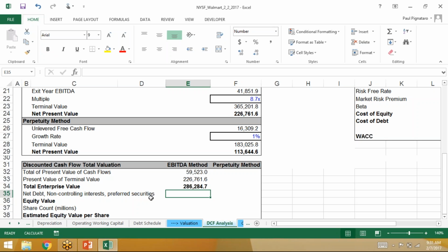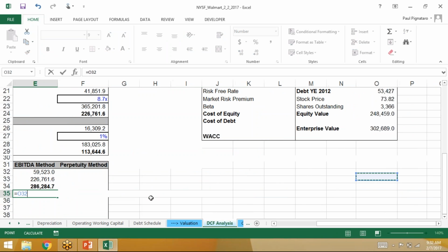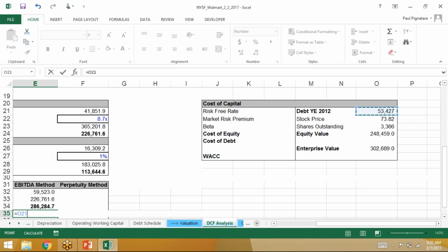by subtracting net debt. Let's subtract net debt, okay? Enterprise value to equity value. We've got to pull net debt. I think we did it on the right? On the right we didn't do net debt, we did total debt. I probably should have put net debt right here. You know what I'm going to do? I'm going to do a little tweak here.